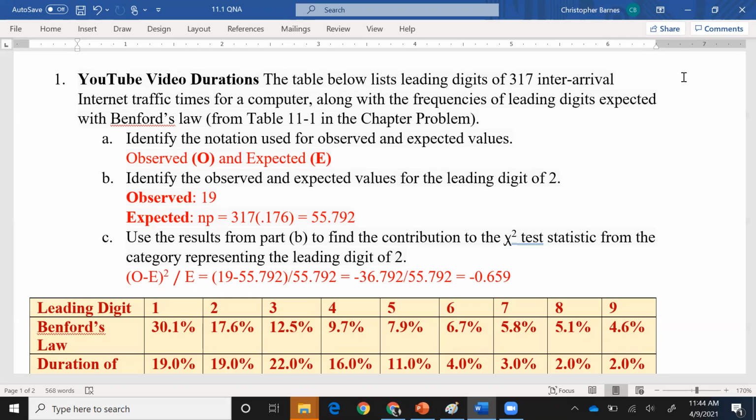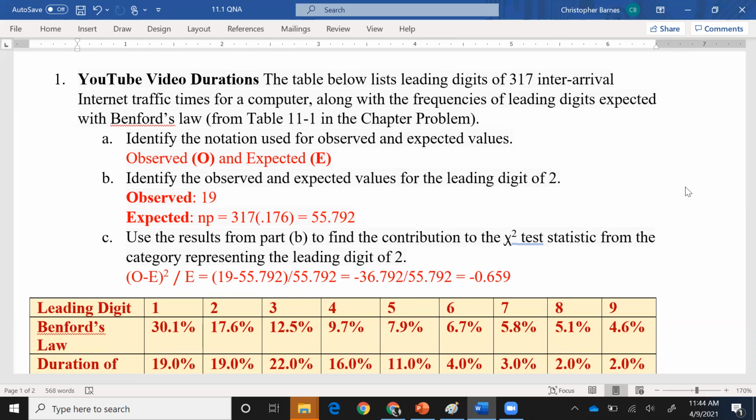This is very similar to question 1 from our homework, right? That you still even haven't done yet, possibly, right? YouTube video durations. The table below lists leading digits of 317 inter-arrival internet traffic times for a computer, along with the frequency of the leading digit.